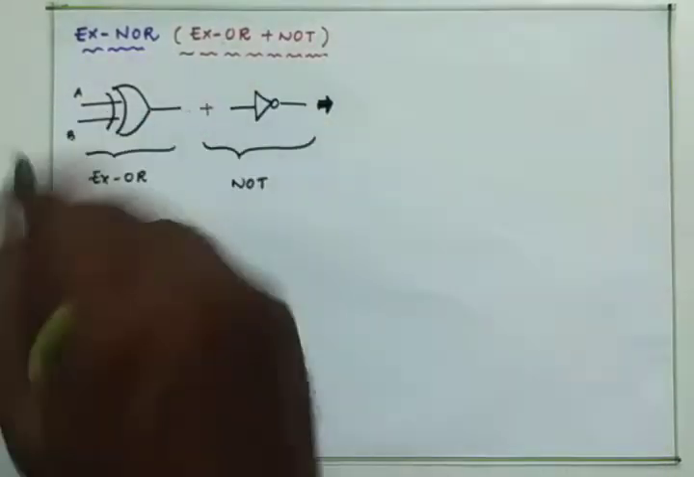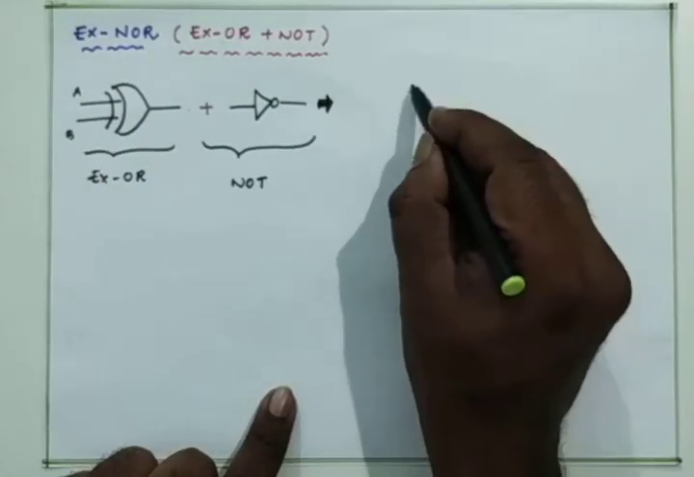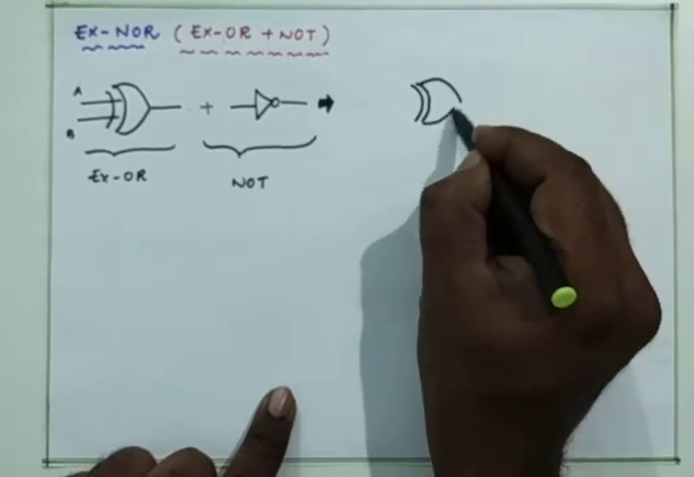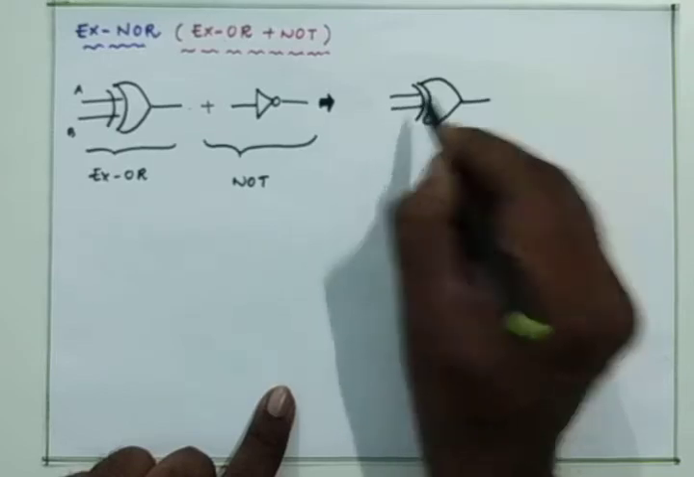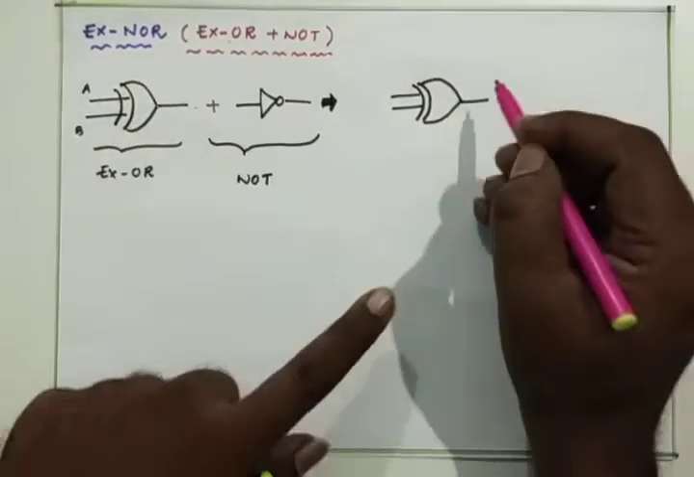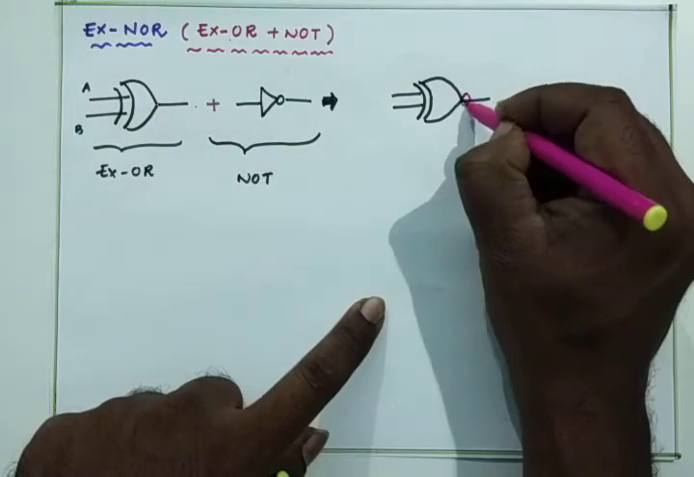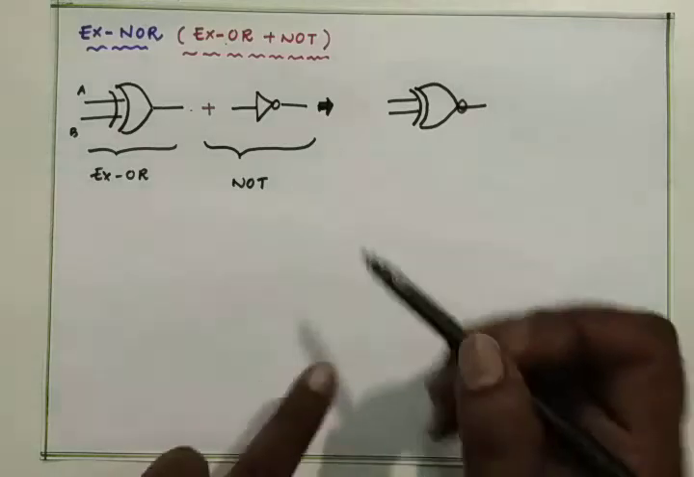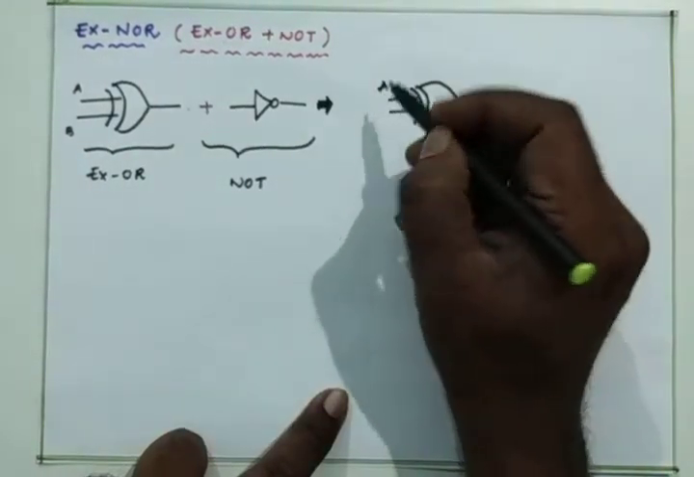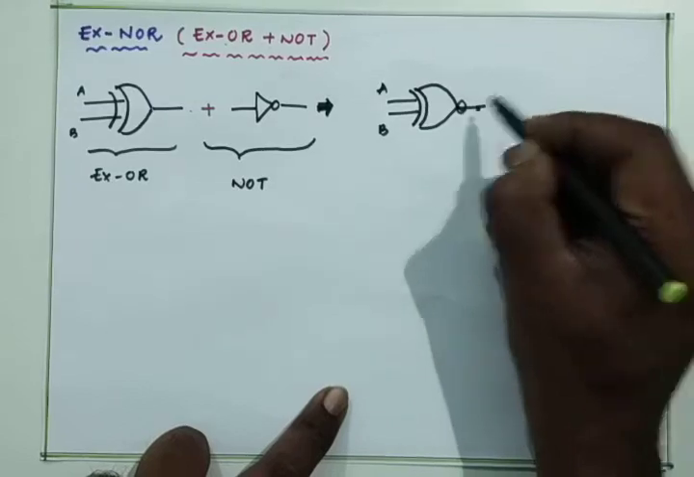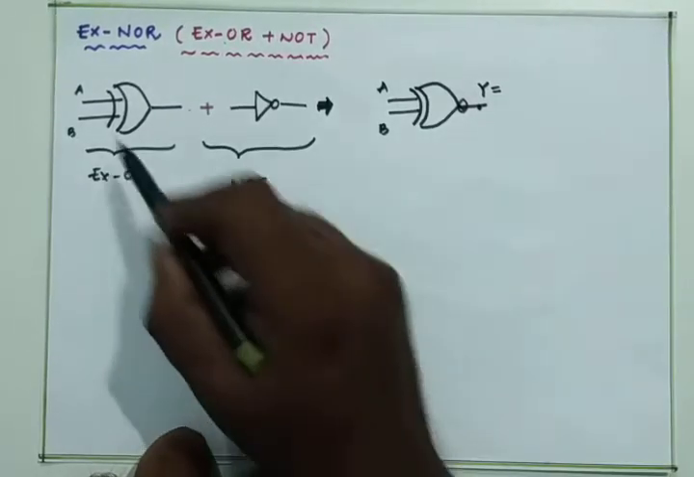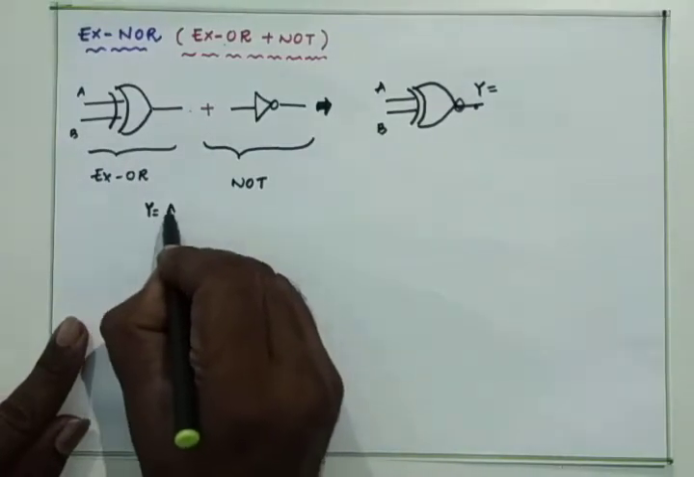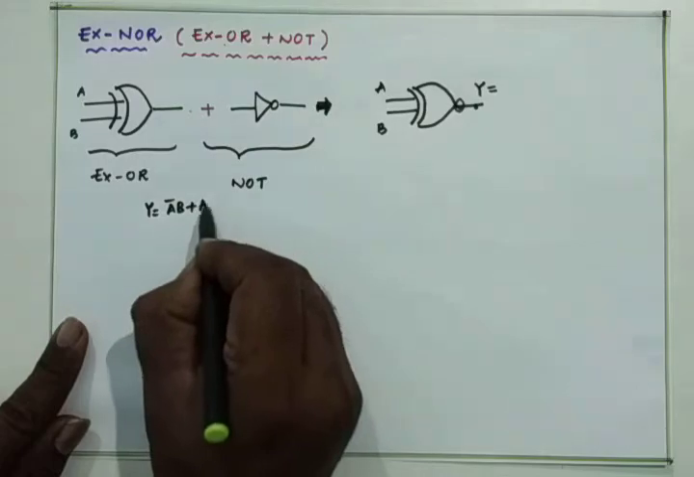So the equivalent logical symbol for the exclusive NOR will be like this. This is the exclusive OR symbol, and we are adding one bubble at the output side. That symbol represents the exclusive NOR logic gate. This is A and B. The output is what? Here the exclusive OR output Y is equal to A bar B plus A B bar.